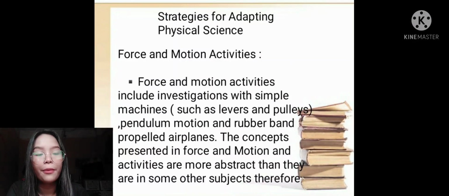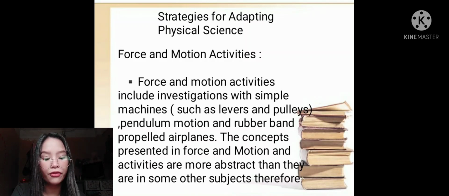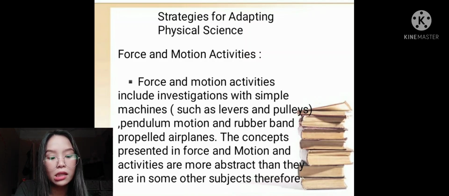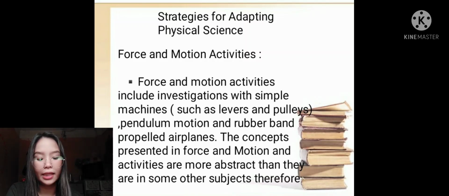Good morning, Doc. I am Erica Mipino and I am going to talk about strategies for adapting physical science force and motion activities and adapting powders, mixtures and solutions activities. So, force and motion activities.